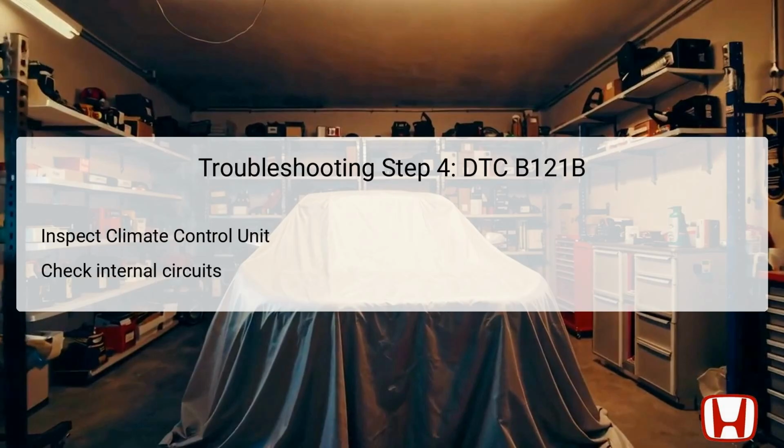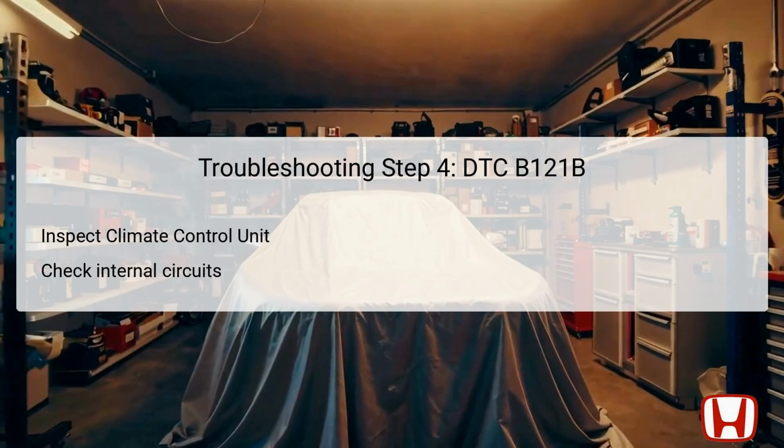The fourth and crucial step focuses on inspecting the climate control unit itself, as this unit interfaces with the mode control motor to manage the vehicle's HVAC system. Begin with the climate control unit connector still disconnected. You will perform tests to ensure that the internal circuits of the climate control unit are operational. Activate the climate control system by switching to the on position. You should monitor the voltage output.